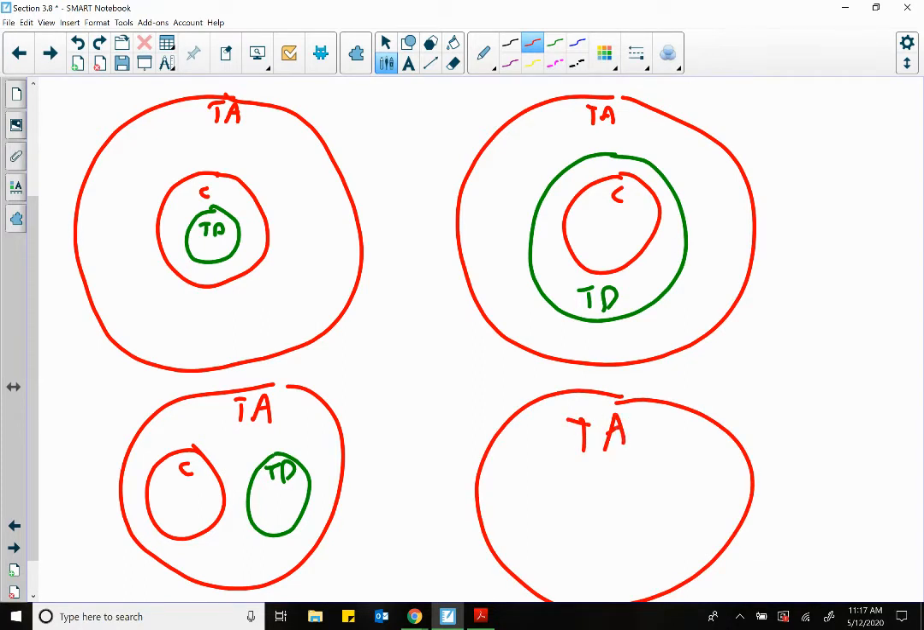Time accurately. Clocks. Time devices. So they could look like that. They could have overlap. This is as tough as what it gets right here.